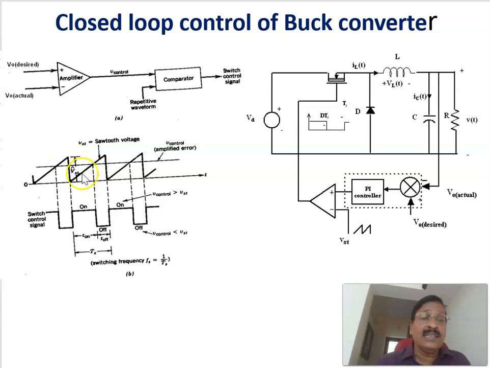When this is more than this one, you will get a positive, and when this control is less than this sawtooth one, we will get negative. Since this voltage is going down, the on period gets reduced and the off period increases, meaning that the duty ratio reduces. The previous duty ratio was 50%. Now, to get a 50 output with a 150 input, it will become 50 by 150, or 1/3, 33.33% duty cycle.